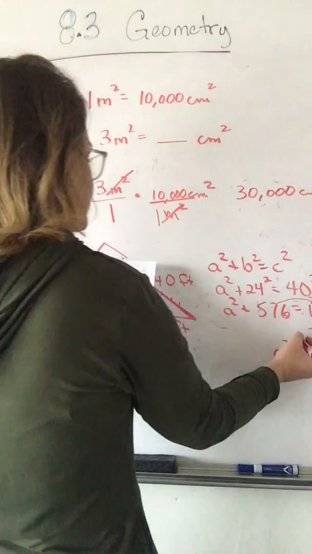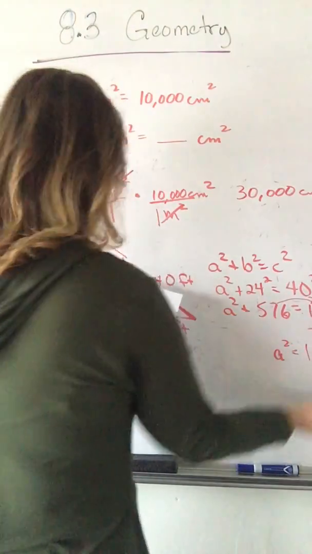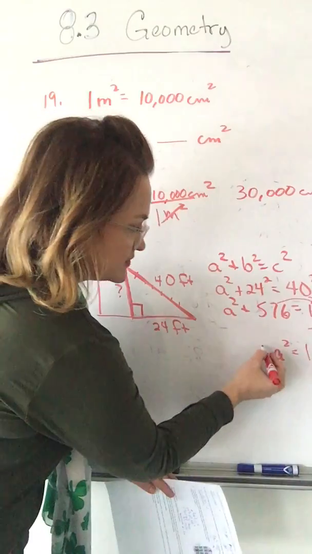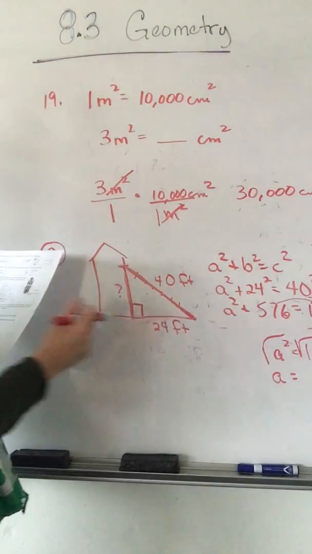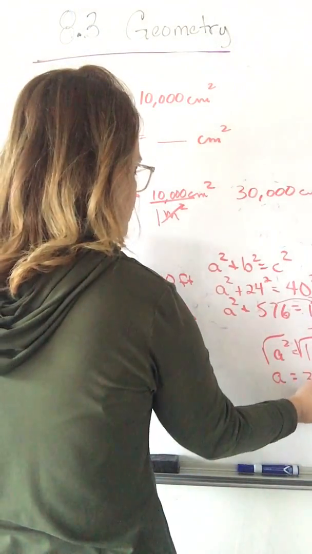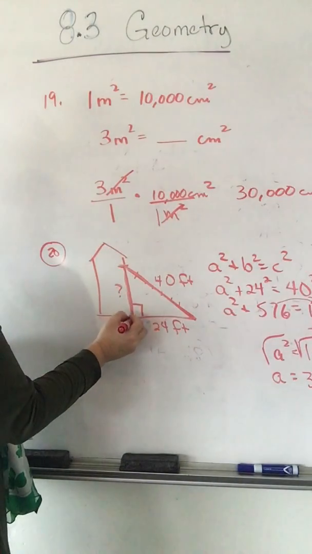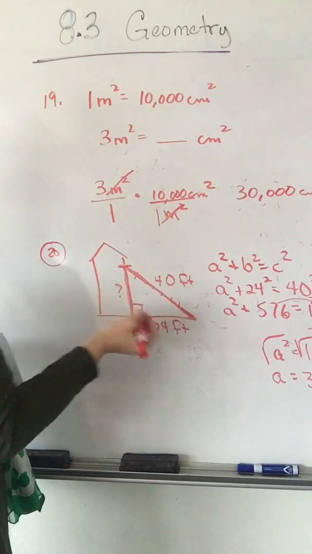1600 minus 576 is 1024. And then we square root to solve. So square root is the last step on these Pythagorean theorem questions. The square root of 1024 is 32. And this is in feet. So we expect the ladder hits the wall at 32 feet up.